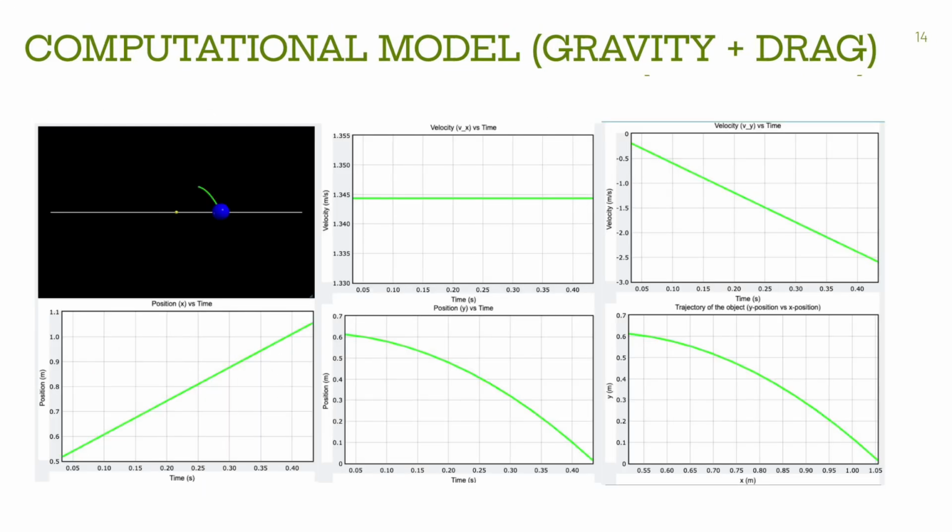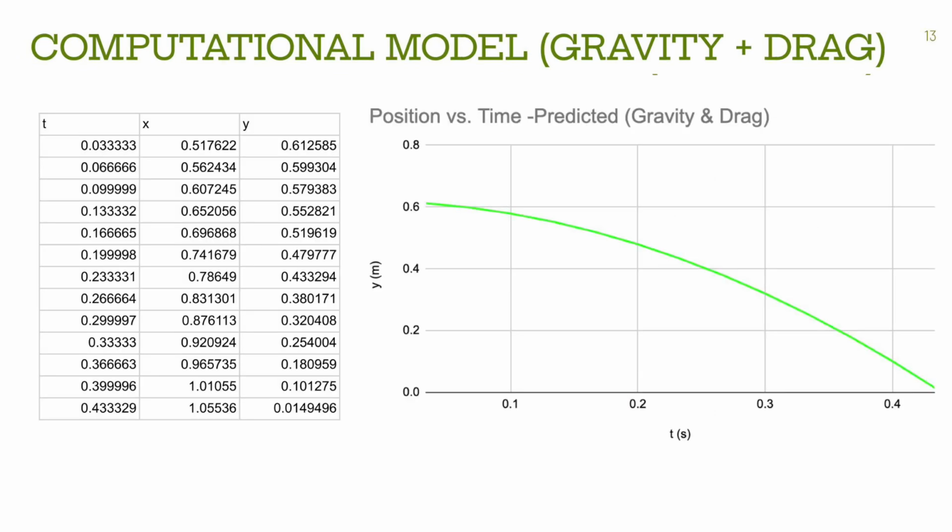So then here are all of the images and the graphs that I was able to export from GlowScript, as well as a position versus time graph for the computational model that included the drag as well as the gravity.